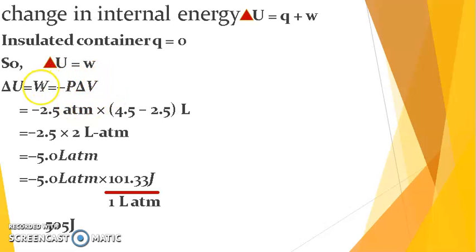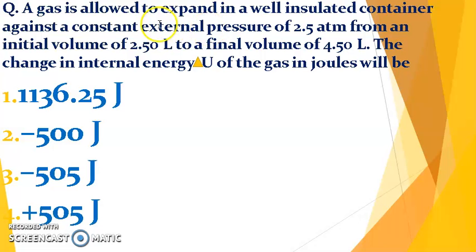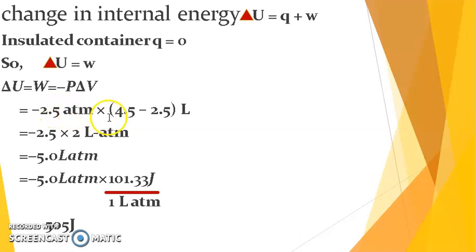Okay, this is the equation for W. So we have to substitute a value here. For the P, we have to substitute 2.5 atmosphere, no? The constant external pressure is 2.5 atmosphere. So we substitute 2.5 atmosphere into change in volume, that means V2 minus V1. V2 is, as we said, the final volume 4.5 and the initial volume is 2.5. If we subtract the values we get 2 here, so minus 2.5 into 2 L atmosphere, you will get a value of minus 5 L atmosphere.